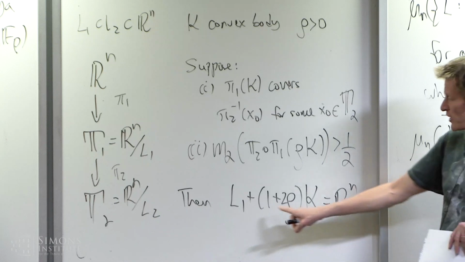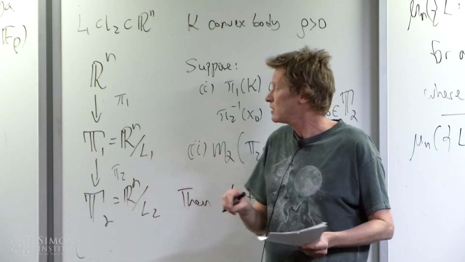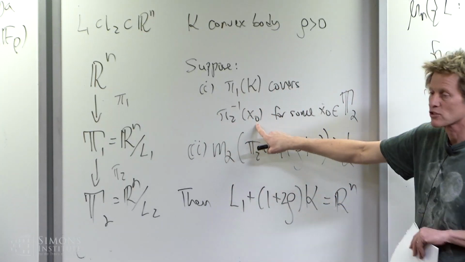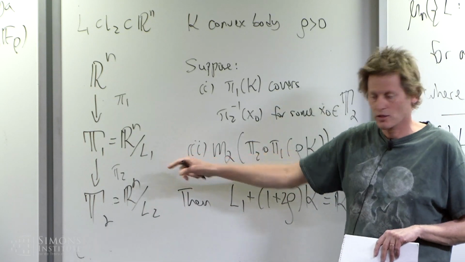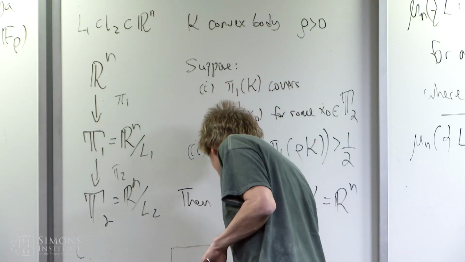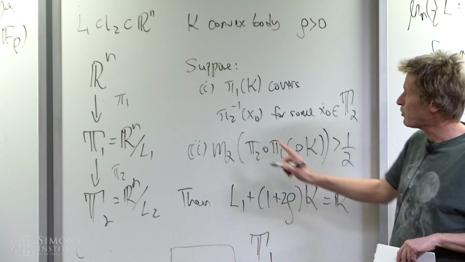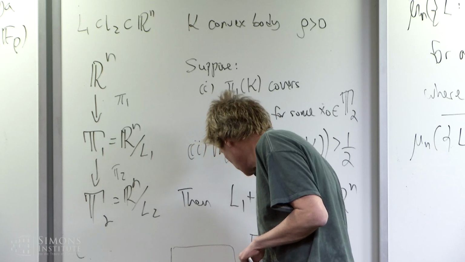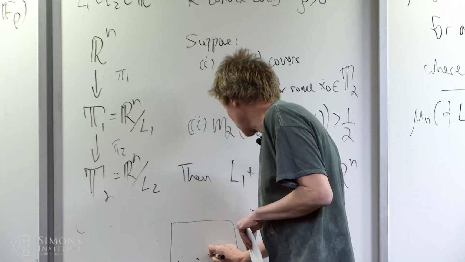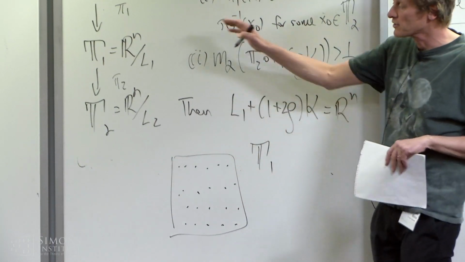So you're trying to cover using L1. You should think of L2 as giving you this set, pi2 inverse of x0, which is some kind of nice regular grid sitting inside this torus. If I draw the picture, if this is the first torus, I can take a point in the quotient and pull it back, and I get a nice regular set like this inside the torus, which is the preimage of some point under this projection.